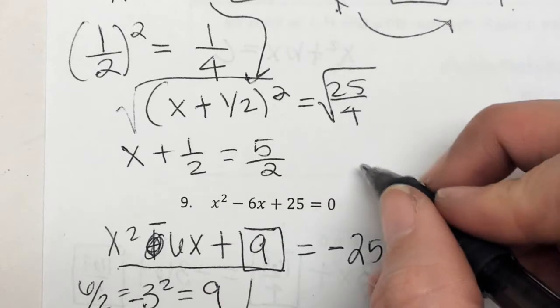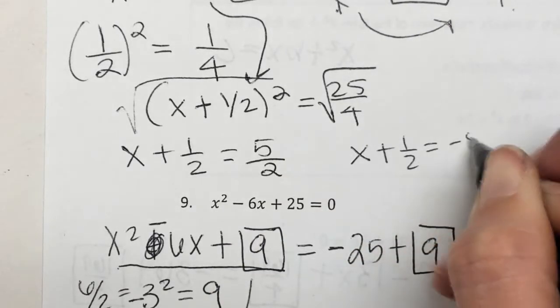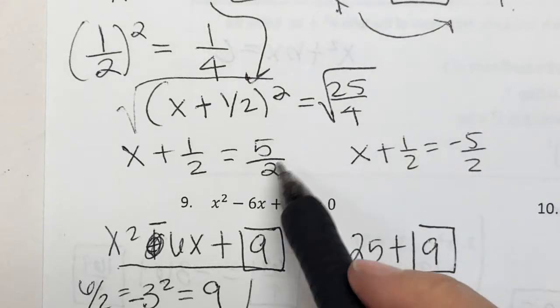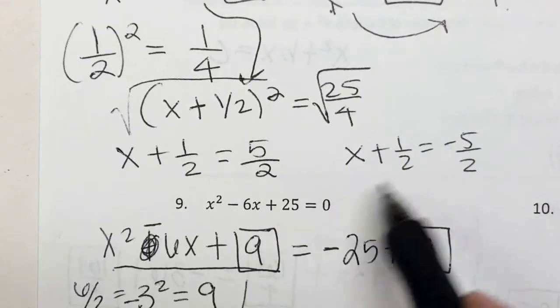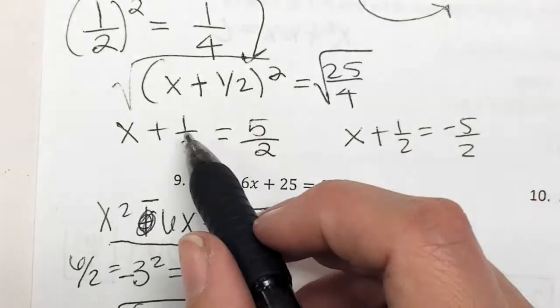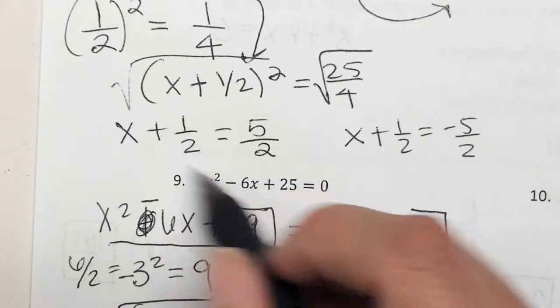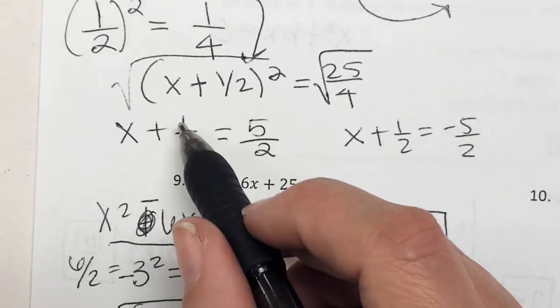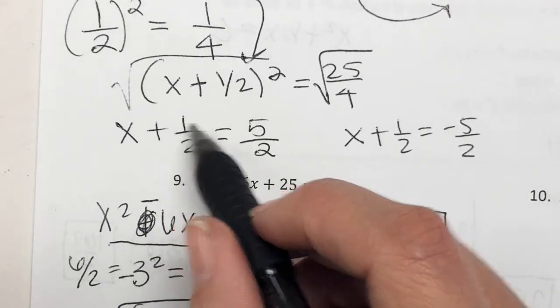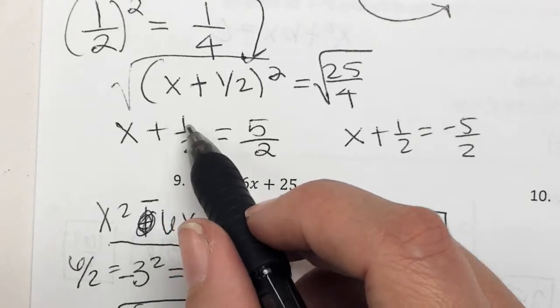What's my other case? X plus 1/2 equals negative. Very good. You just changed the sign. That's your second case. Don't grab your calculators. Let's do this in our head. And I have to move this 1/2 over by doing what? Okay, so what is 5 minus 1? No. 5 minus 1? 4. 4 divided by 2?